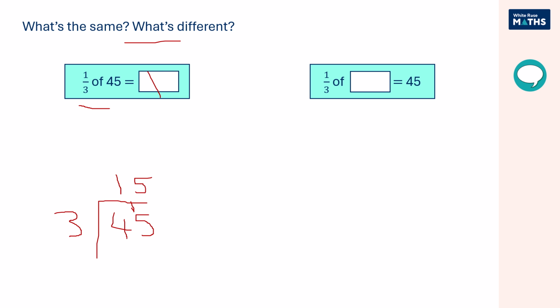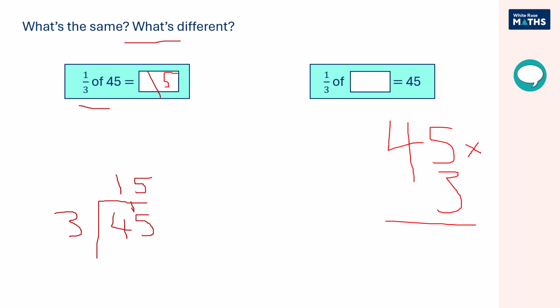Whereas this time it says 1/3 of something equals 45. So here I'm actually going to work backwards. I'm dividing by the top and then timesing by the bottom. So I'm actually doing 45 divided by 1, which is 45, and then timesing it by 3.